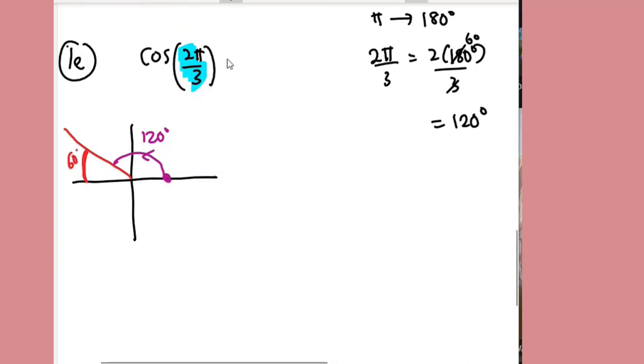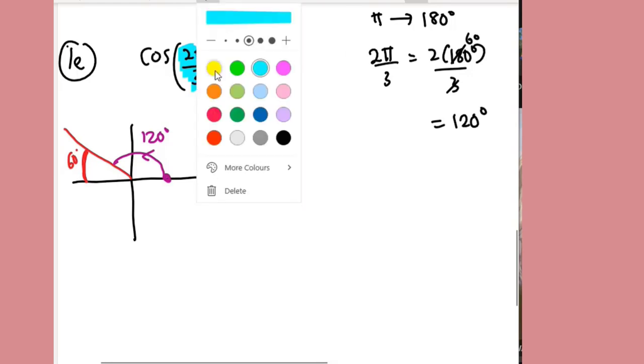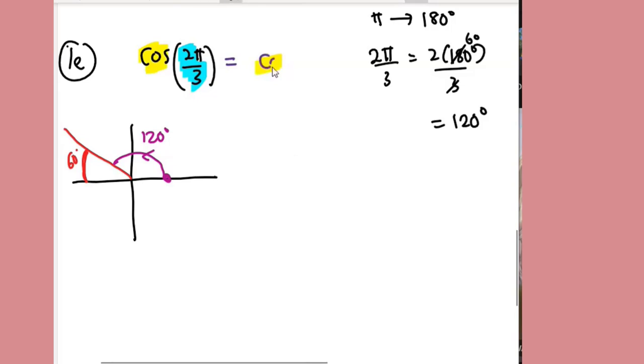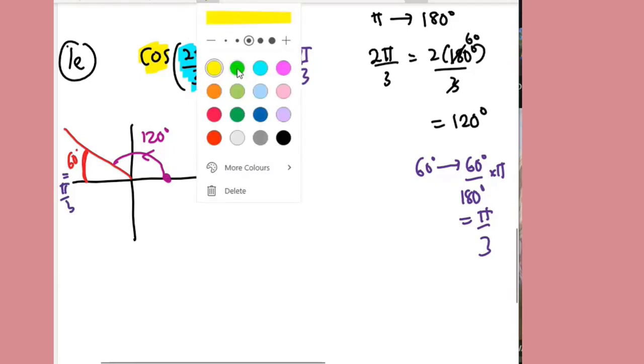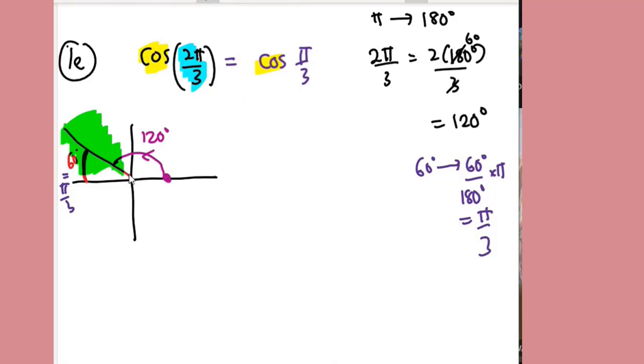This is cos, so it should stay cos. So cos 60 degrees: 60 over 180 times pi is equal to pi over 3. And check which quadrant. The line lies in the second quadrant. So for cos, the second quadrant is negative. Then simplify: cos 60 is equal to half.